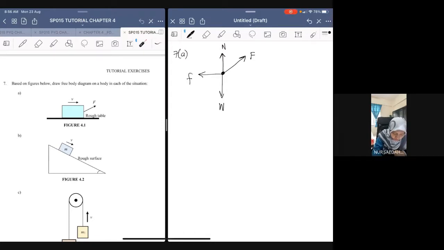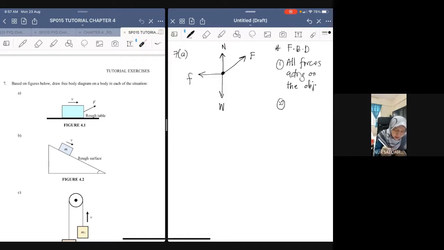Okay, so free body diagram, yang ni very important. Apa yang perlu ada dalam free body diagram? Pertama, all forces acting upon the object. So apa force yang ada pada objek tersebut? You have to evaluate, you have to analyze. What are the forces that acted upon that object? In what direction? Okay, itulah yang pertama.